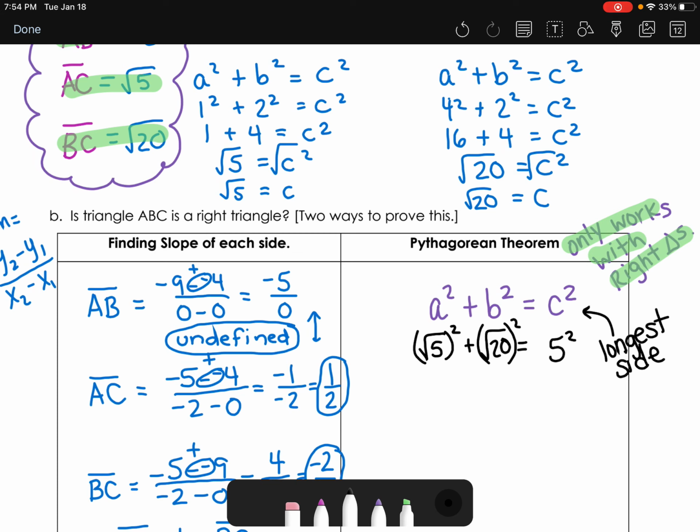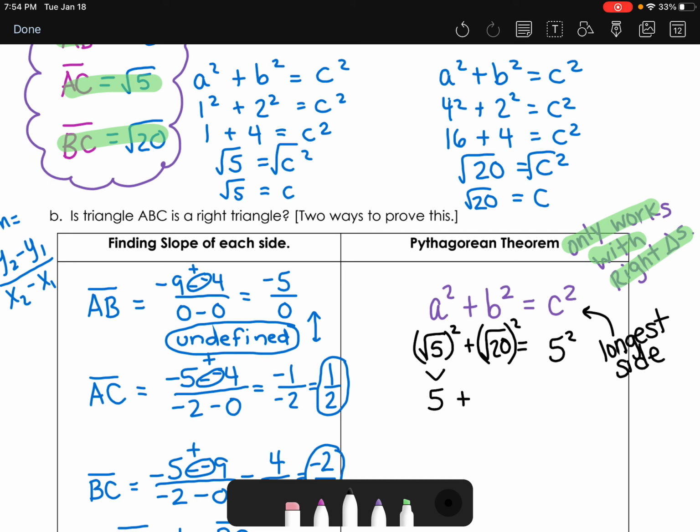So if this is true, for example, if it said 1 plus 2 equals 3, 1 plus 2 does equal 3. Here, if the square root of 5 squared plus the square root of 20 squared equals 5 squared, then that means it works, and the Pythagorean theorem says that this is a right triangle. So square root of 5, if you put that in your calculator and square it with parentheses, you're going to get 5.